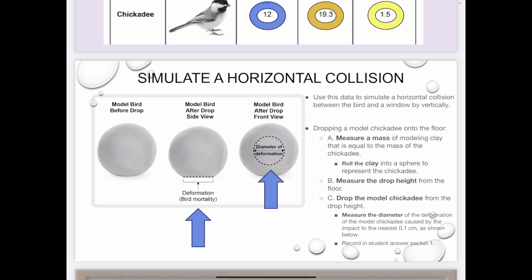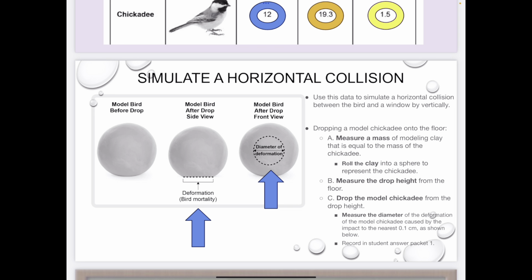What we're using for the model of a bird, everyone, is modeling clay, the clay that you use to shape and make different objects. It's malleable, able to be shaped into different things, and it is not so solid that you can't indent it. And so you'll see here the deformation after you drop it. Instead of it being a round ball like it is before the drop, you'll see that the bottom is flat, and that is an indentation which will represent a bird hitting a window. And just so you know, for this experiment, anytime there is an indentation in the clay, that indicates bird mortality. If the clay is indented, the skull of the bird would have been indented and it would have killed the bird.